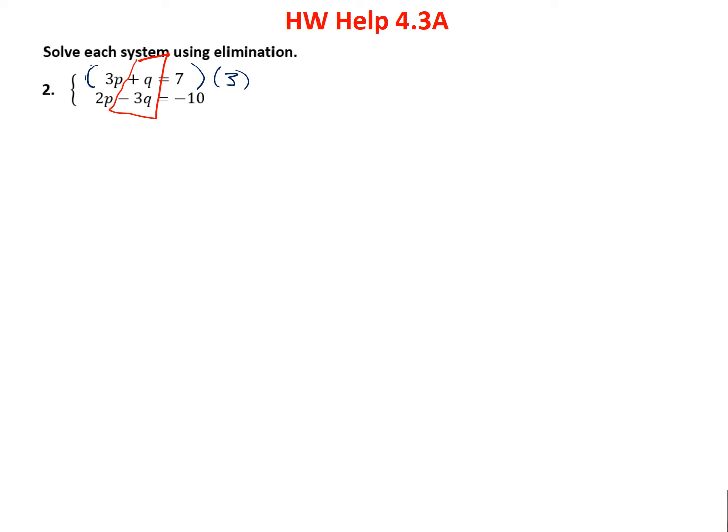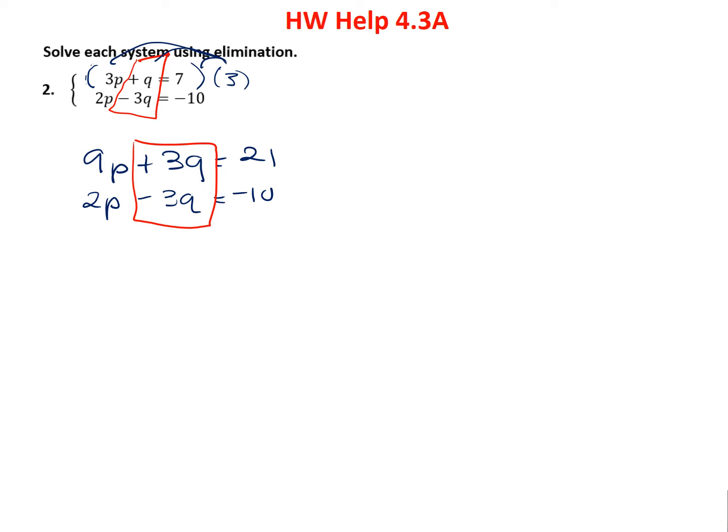Okay? So we end up here with 3 times 3 is 9p plus 3q equals 21. Now make sure you distribute to everything. Sometimes students will do this side and forget that one there. And now we have the other equation that we didn't change. And now we have what we want. Notice that after making that change, I now have a plus 3q and a minus 3q, and when I add these together, that will be eliminated, and now we have 11p equals 11. So divide by 11, and we get p equals 1.